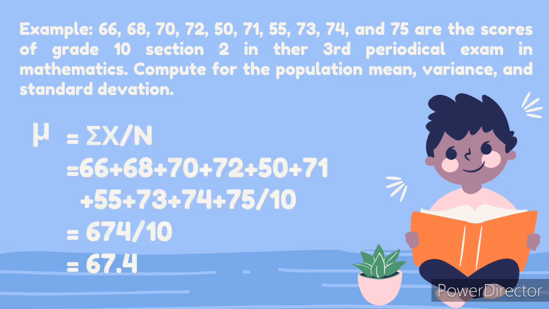To get the population mean, we add the x over n. So, 66 plus 68 plus 70 plus 72 plus 50 plus 71 plus 55 plus 73 plus 74 plus 75 all over 10 is equals to 674 over 10 equals 67.4. So that means the population mean or the average score of grade 10 section 2 is 67.4.